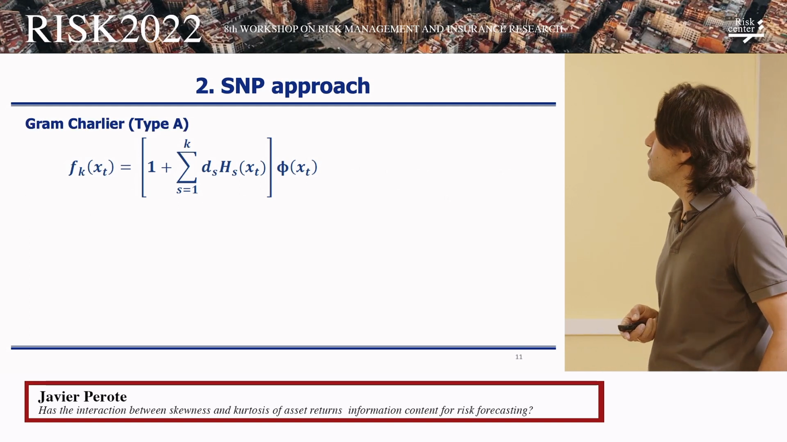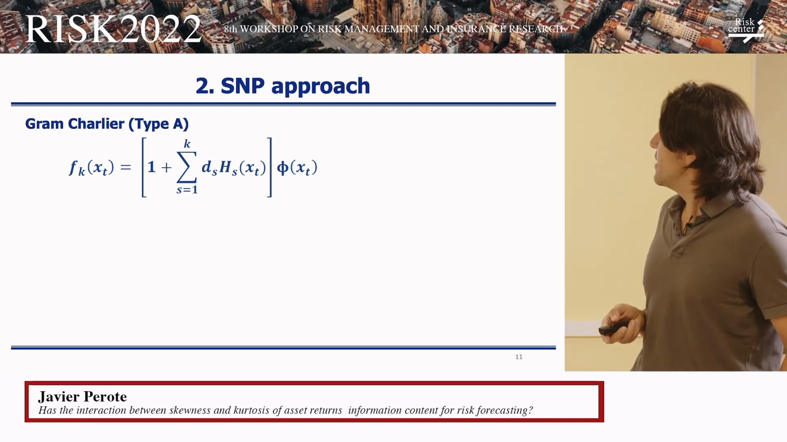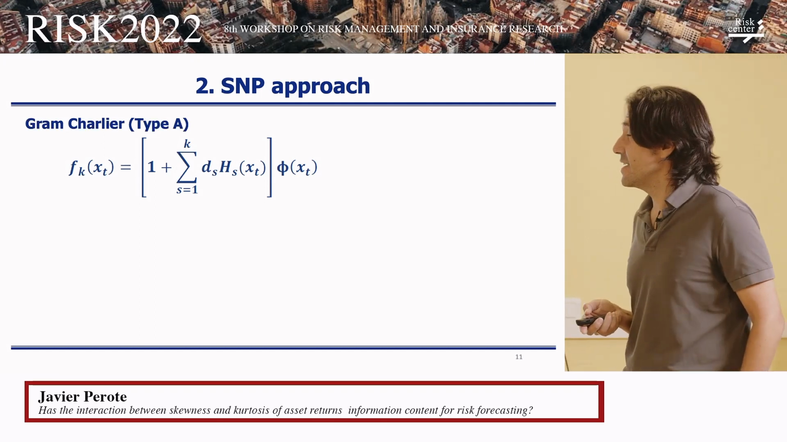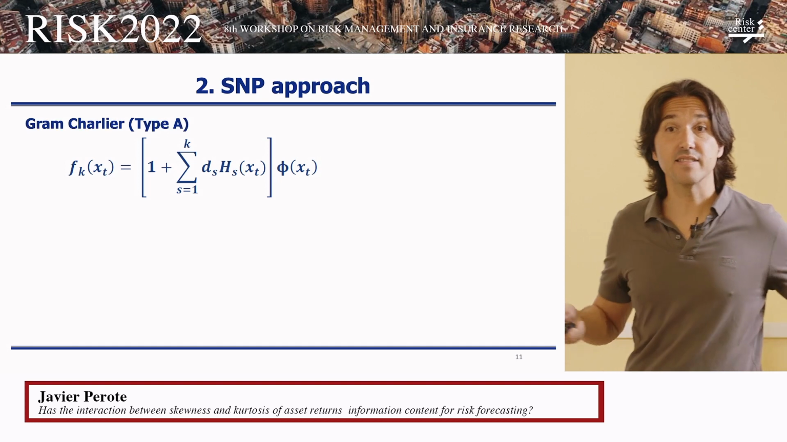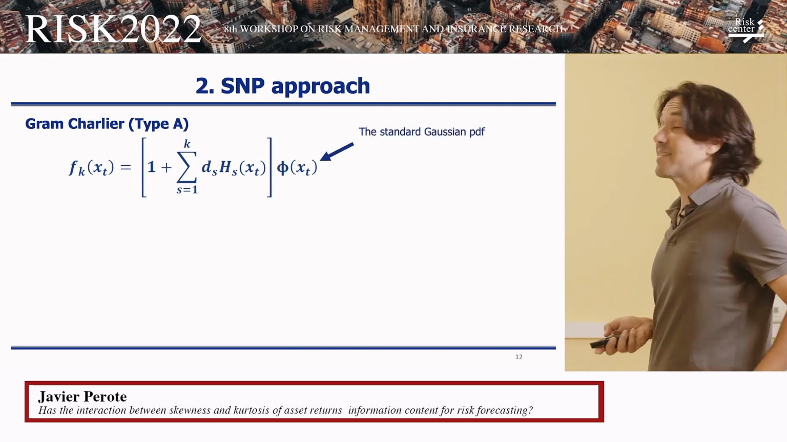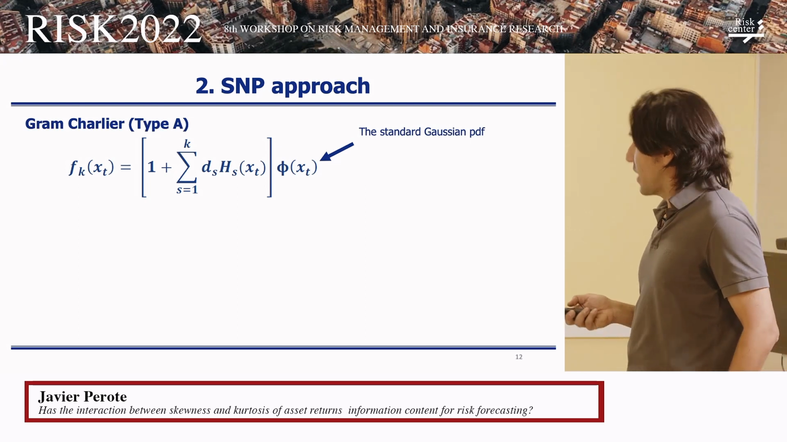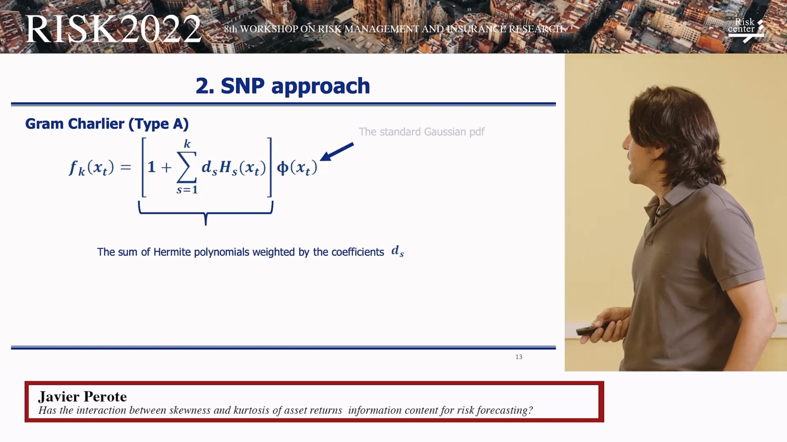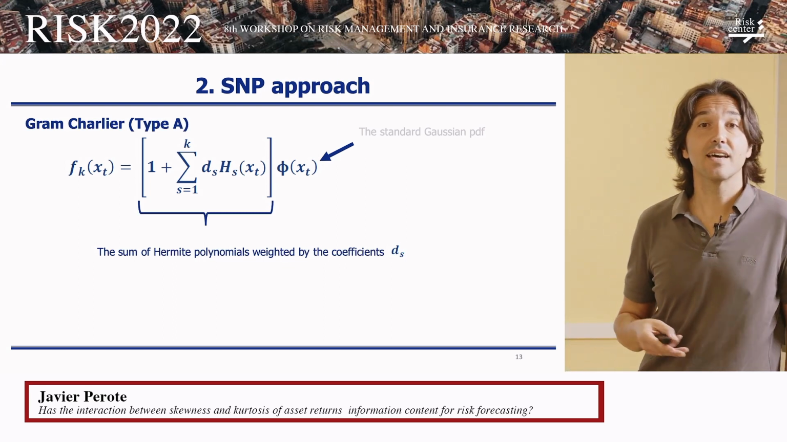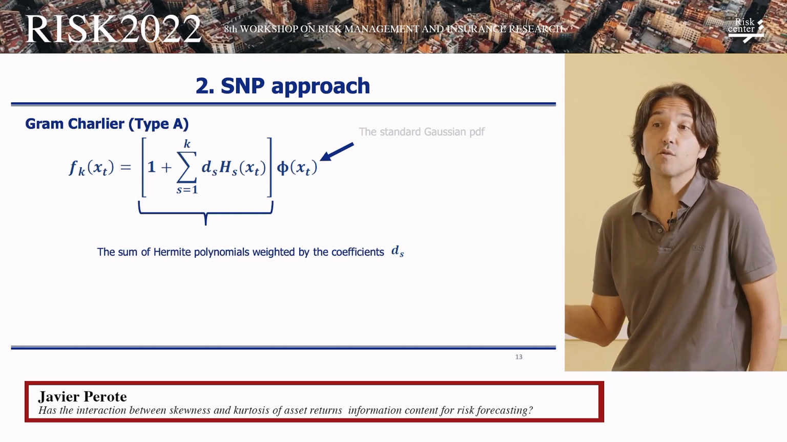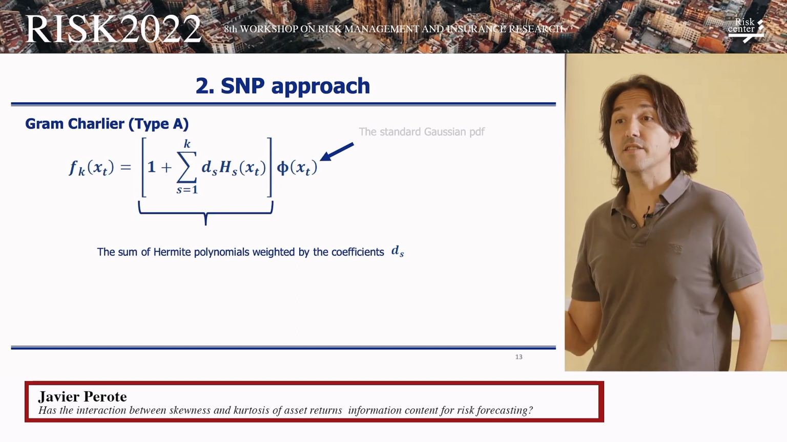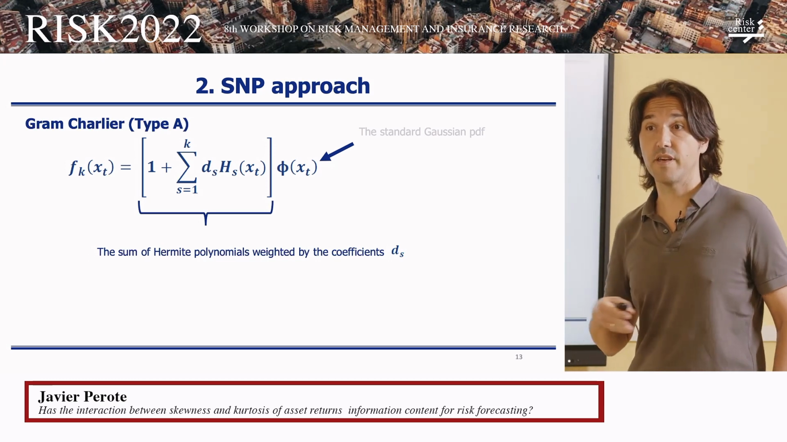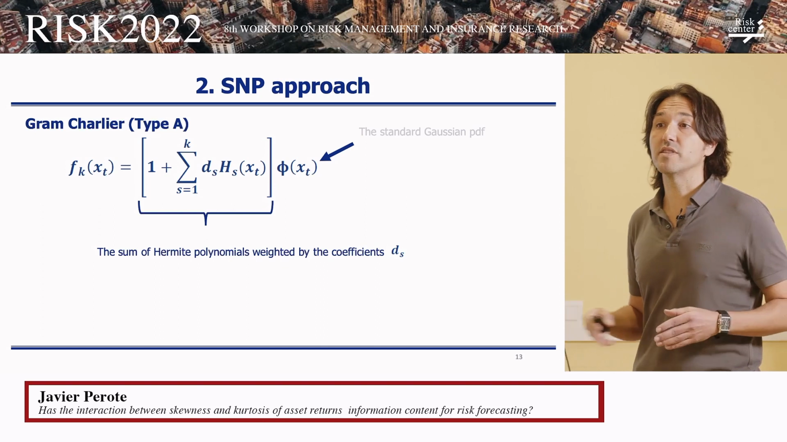Let me just remind you the semi-nonparametric approach. This approach derives from the Gram-Charlier densities. And it is true that any regular frequency function can be expanded in terms of the standard Gaussian probability density function multiplied by some Hermite polynomials, these H functions, that are weighted by some d parameters that have a direct relation with the moments of the distribution. In particular, d1 is the conditional mean, d2 the conditional variance, d3 captures skewness, d4 kurtosis, and so on. The larger the parameter, the higher moment it is capturing.